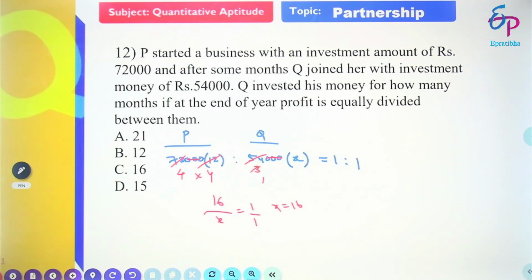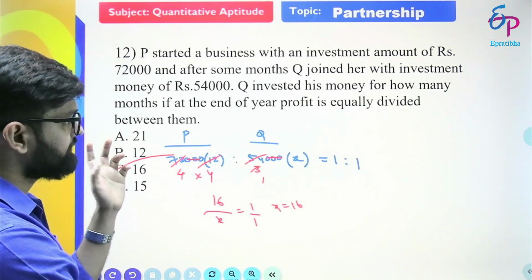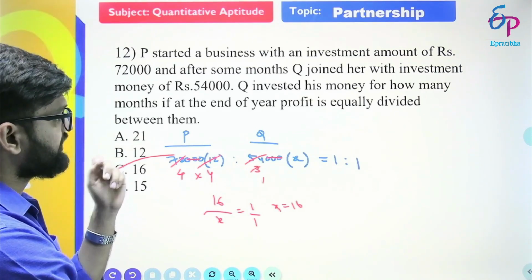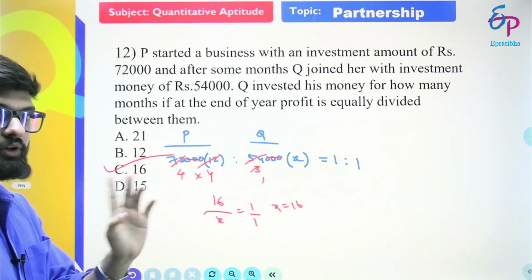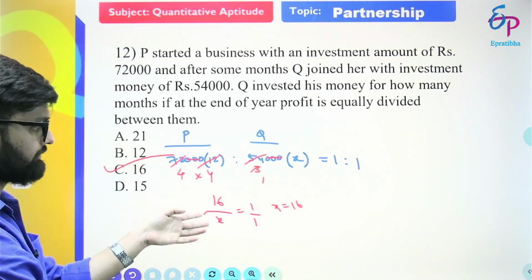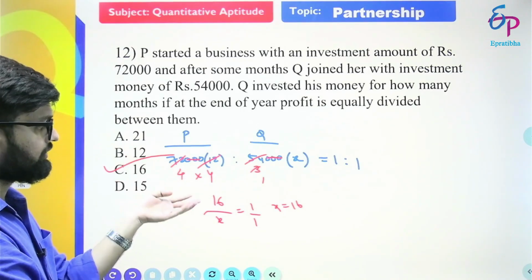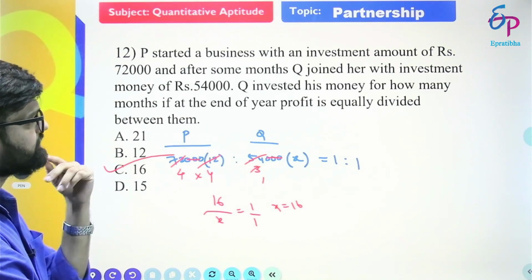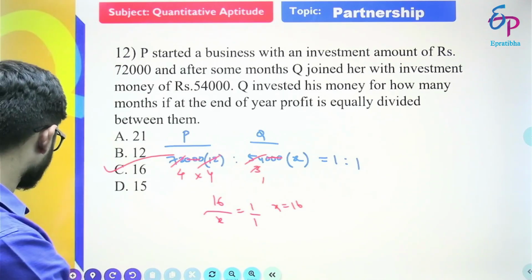I don't think x is equal to 16 is the correct answer in this, because they are telling only at the end of the year. So just take this one as 16 only for now. The answer should be less than 12, but they have given it as 16. This is one of the previous year's questions, I just copied it. Some of the questions I have taken directly as they are. There is some error in the question.